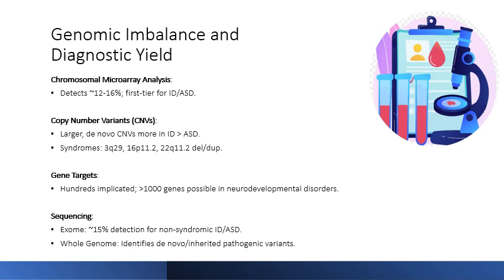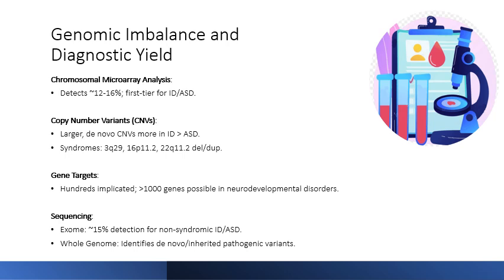Now, larger de novo, which means non-inherited, chromosomal copy number variants are more commonly associated with intellectual disability than with autism spectrum disorder. Examples of syndromic copy number variants include deletions or duplications at regions such as 3q29, 16p11.2, and 22q11.2, which we discussed in earlier slides.